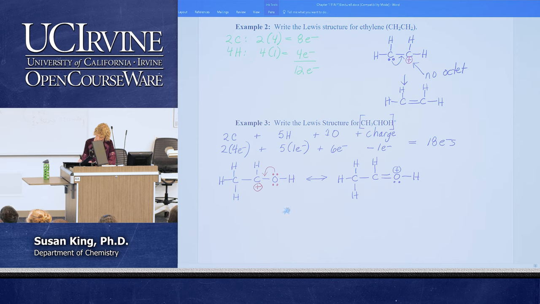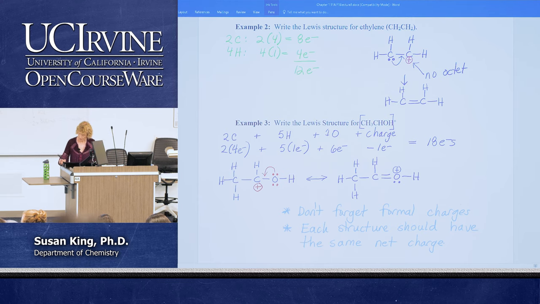So don't forget formal charges. And also make a little check for yourself. Each structure should have the same net charge. All right, so we know the overall structure has to have a positive charge. Structure number one has a positive charge. Structure number two has a positive charge.